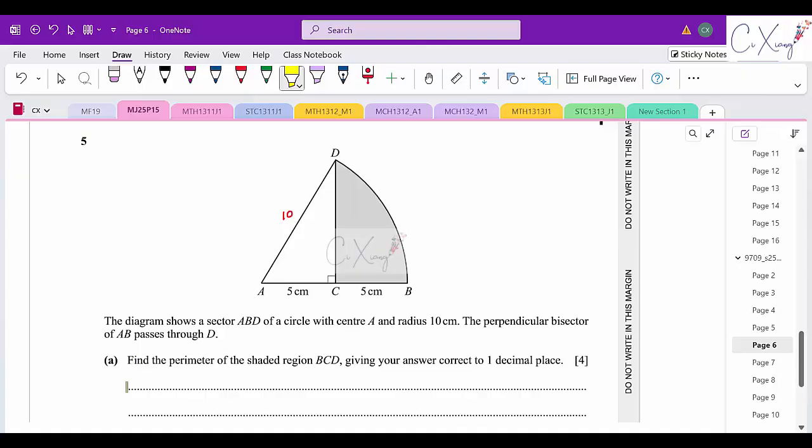Then first part, they want us to find the perimeter of the shaded region, giving your answer correct to 1 decimal place. I know this length, which is a 5, the length CB. I need to figure out a method to find out the length of CD and also the arc length for DB. Then only I can get the answer, right?